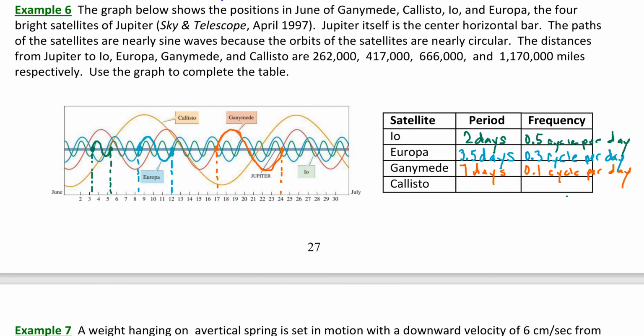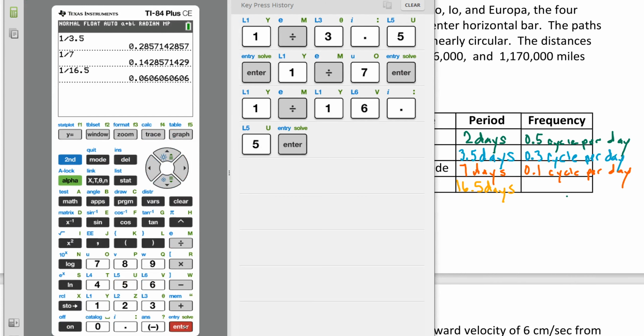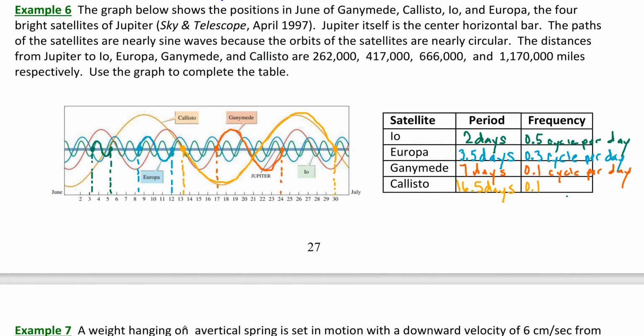Let's measure the last moon. Callisto is graphed here in yellow. Now notice I didn't start with the portion that goes up on the sine wave. I started with the portion that went down, but that's okay. You can measure it from one point to its corresponding finishing point. So from about 13.5 to 30 days gives us about 16.5 days. Still a shorter cycle than Earth's moon, but a little bit longer than the others. When I invert this value and round to the nearest tenth, I'm going to get about 0.1 cycles per day.